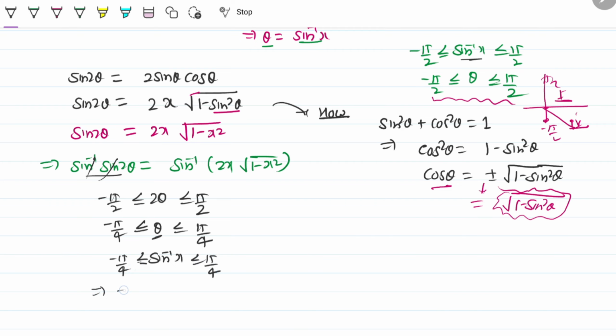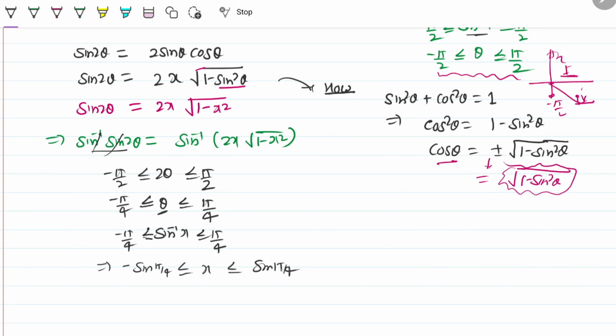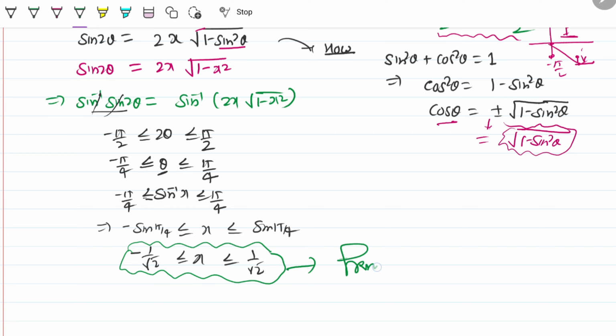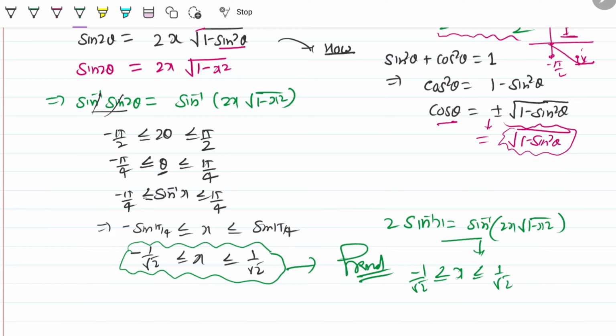So from here, minus sin pi by 4 to sin pi by 4. Okay, from here x value is from minus sin pi by 4 to sin pi by 4, and sin pi by 4 is 1 by root 2. So x value is from minus 1 by root 2 to 1 by root 2. Okay, so this is proved that 2 sin inverse x is sin inverse 2x root 1 minus x square. This holds only if x is from minus 1 by root 2 to 1 by root 2.